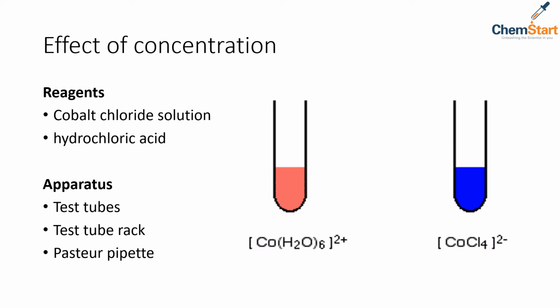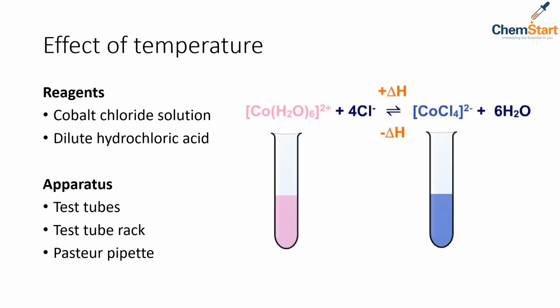So what you will need to perform this reaction is the cobalt chloride solution, the concentrated hydrochloric acid, the test tubes, the test tube rack, and the Pasteur pipette. And all these items are available in your kit. For the investigation of the effect of temperature on the equilibrium, we will need the same solutions and an apparatus, which obviously are available in your kit. So let's perform the science experiment.